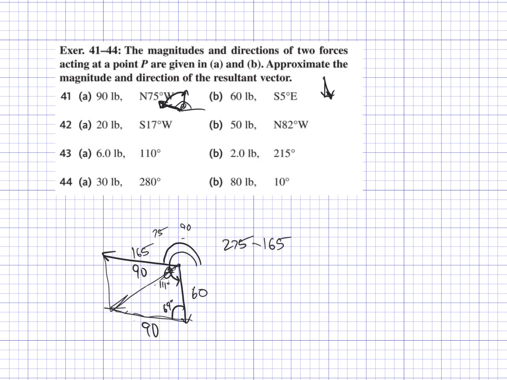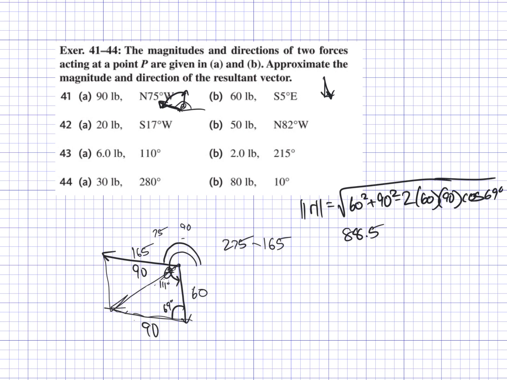So again, we could do the same thing. The magnitude of r is equal to the square root, because you're taking r, not r squared, of each side squared plus 90 squared minus 2 times 60 times 90 times the cosine of 69 degrees. So let's figure that out real quickly. And I get that to be 88.5. That's the magnitude. All right, so we're supposed to find the magnitude and the direction. Well, this is 69 degrees here, so this is 69.